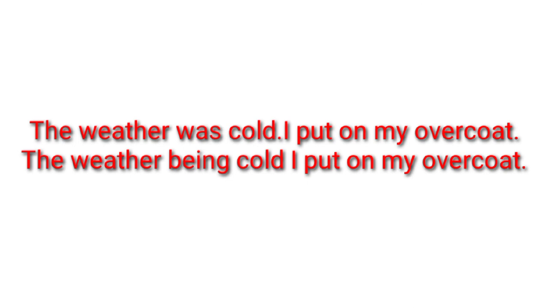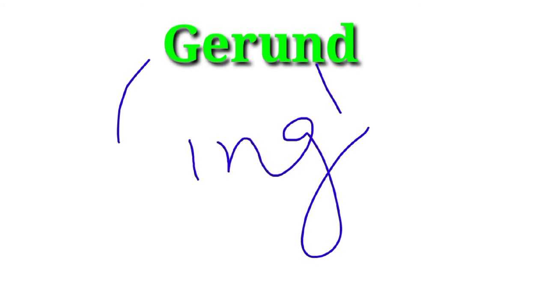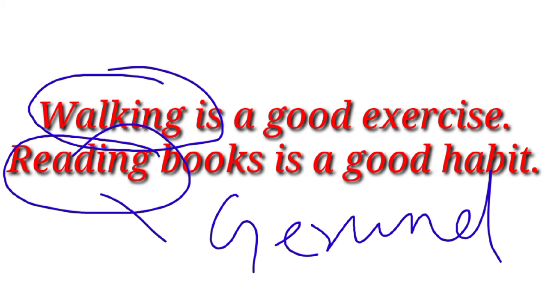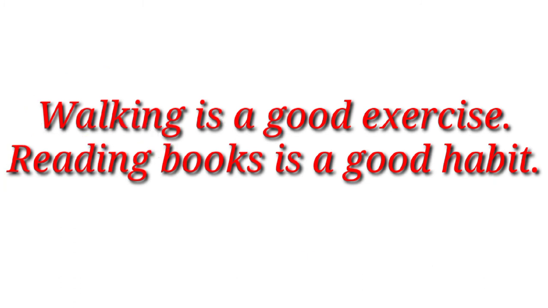So now let's see what is gerund. As I told you earlier, gerund also ends in ing form, but it never works as an adjective or as a verb. Simply it functions as the noun. For example, walking is a good exercise. Reading books is a good habit. In these two sentences, we see that walking and reading both are working as a noun of the sentences because it is followed by an auxiliary verb.